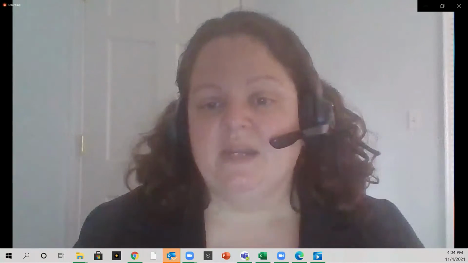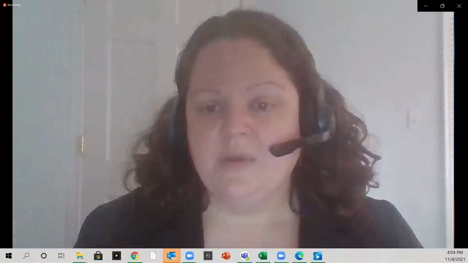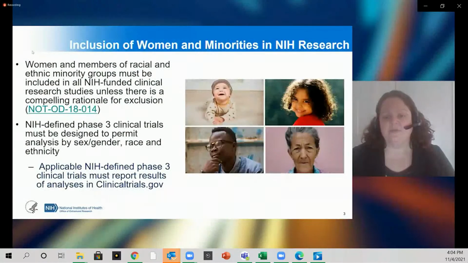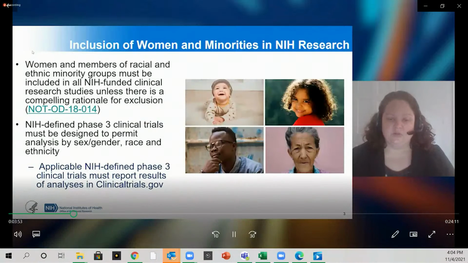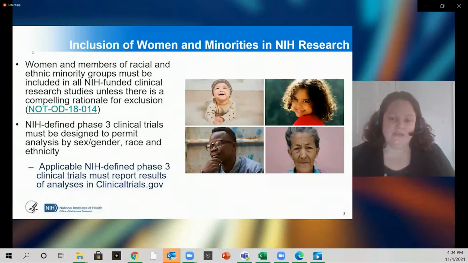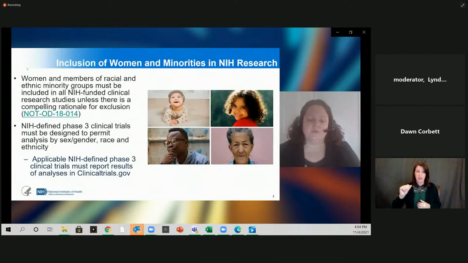Now, the analyses do not necessarily have to be powered. What we ask is at a minimum that you're able to stratify your primary outcome by these variables. For example, if your primary outcome is a risk ratio, you should provide that risk ratio by sex or gender and by race and ethnicity. The intent of this is to inform future studies, and the data may be used, for example, in meta-analysis to help inform those studies. Now, if you're an applicable clinical trial, which are typically FDA-regulated drug and device studies, and you're also an NIH-defined phase 3 clinical trial, you then must report the results of those analyses to clinicaltrials.gov.